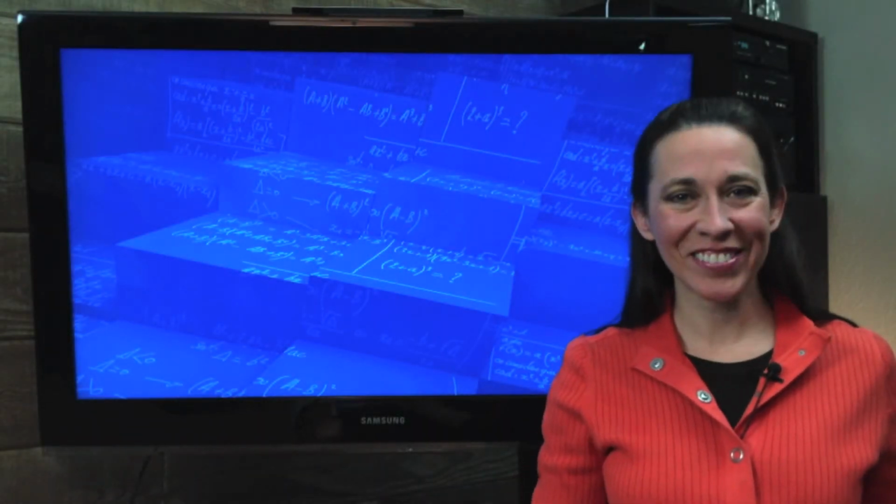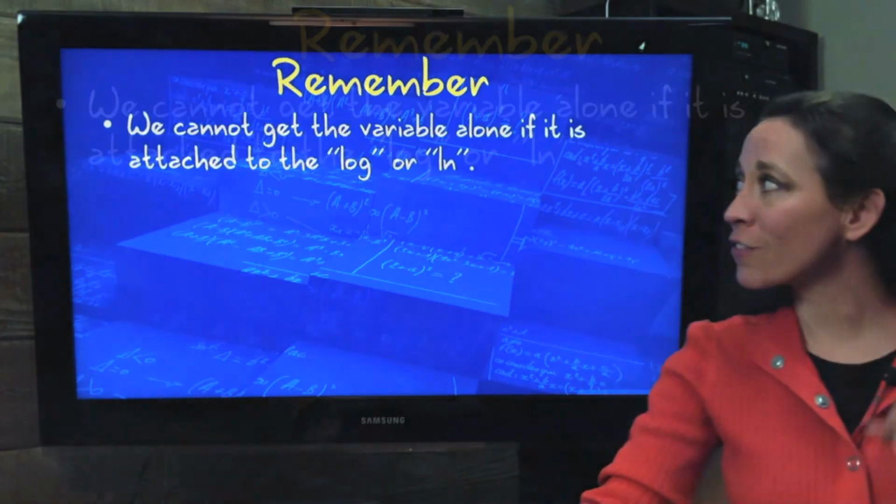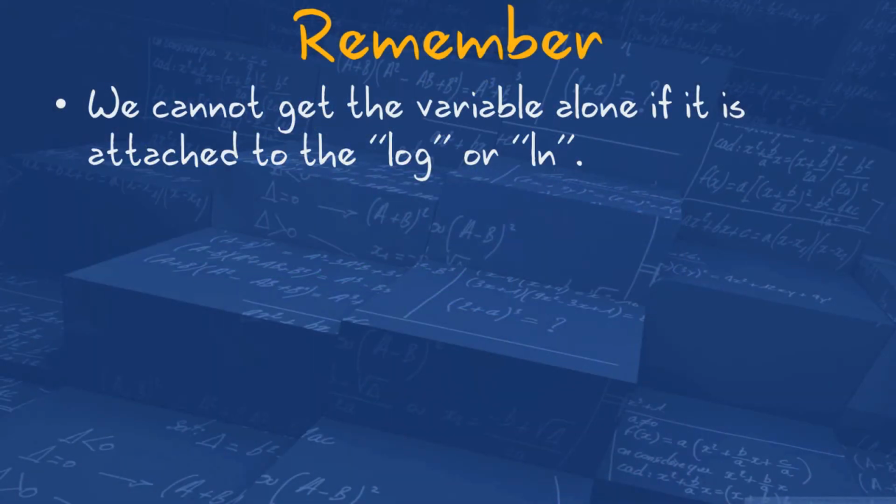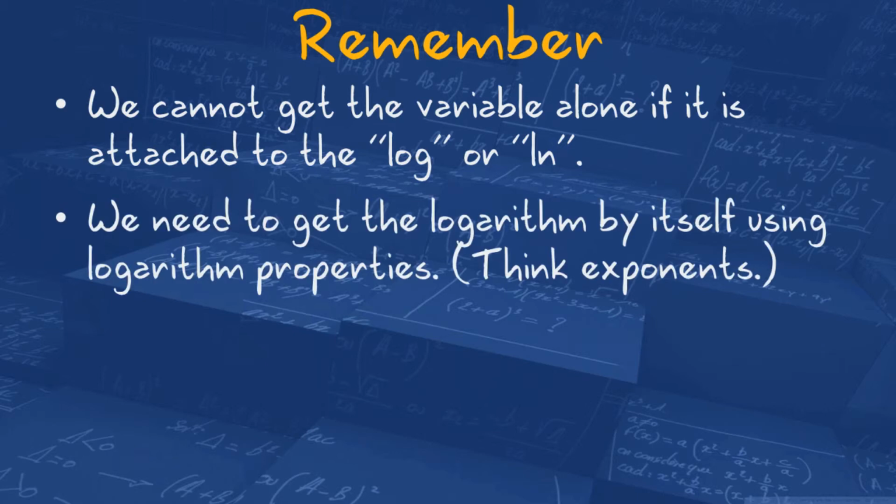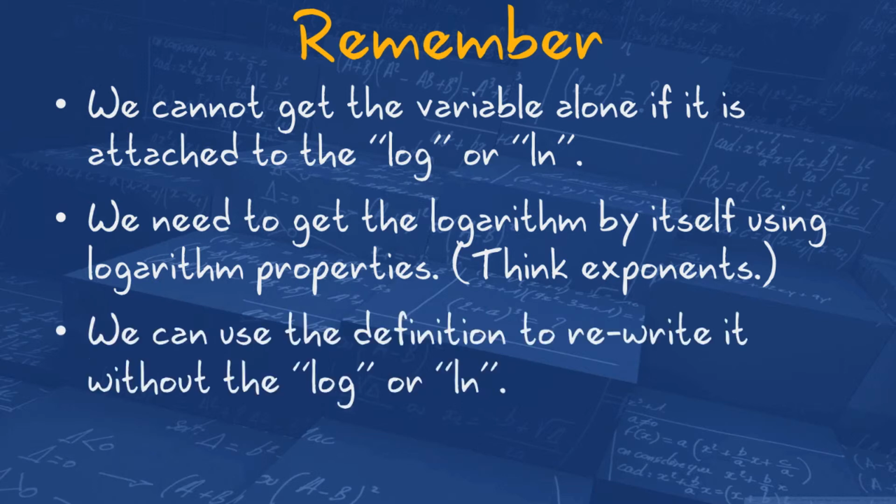So how did you do? Well, remember a few things. First of all, we cannot get the variable alone if it's attached to the log or the ln. That's where the definition comes in handy. We need to get the logarithm by itself using the logarithm properties, which again are affiliated with the exponent properties. So think exponents. And we can use the definition to rewrite it without the log or the ln, the log or the natural log portion.